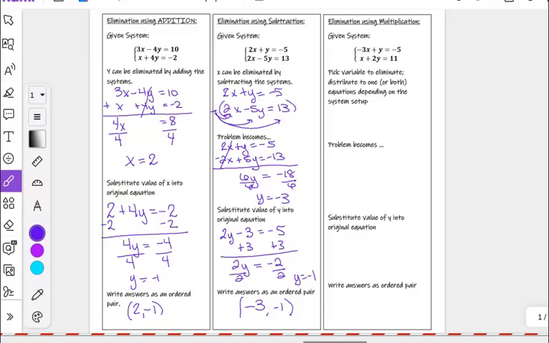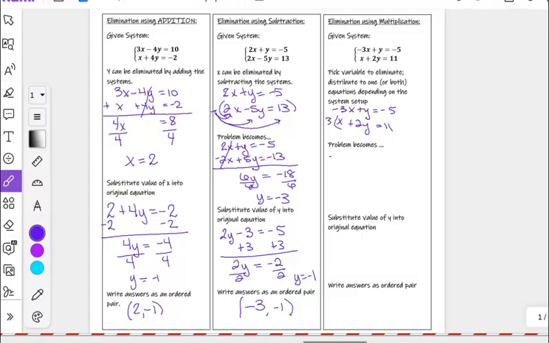Now sometimes you're going to get a system where you do not have the same coefficient and you don't have opposite coefficients. So you have to multiply one or both equations by a number to make them opposite coefficients. So I'm going to pick a variable to eliminate and distribute to one or both equations depending on the system setup. So I'm going to multiply the second one by 3, because then I'd have a negative 3 and 3. So I have negative 3x plus y equals negative 5. X plus 2y equals 11. So I'm going to multiply that by 3.